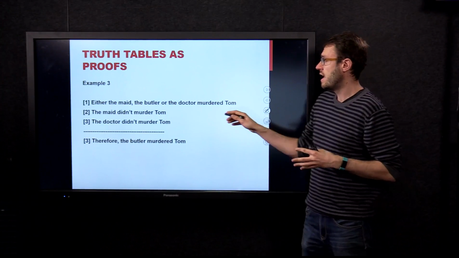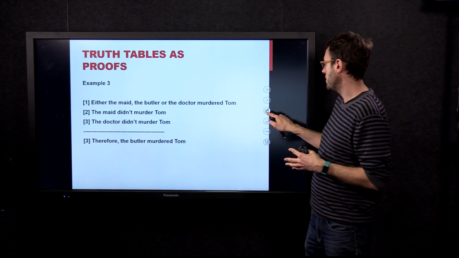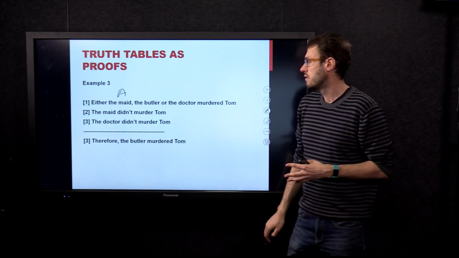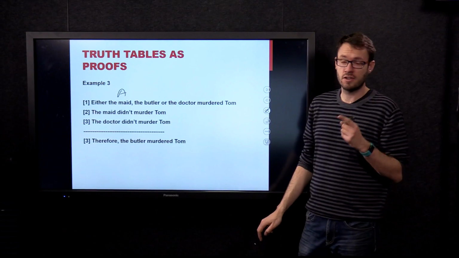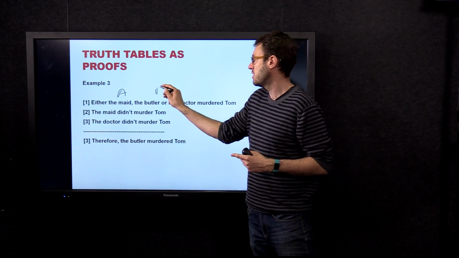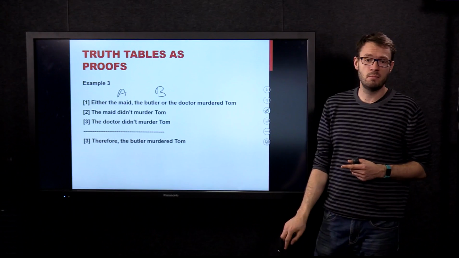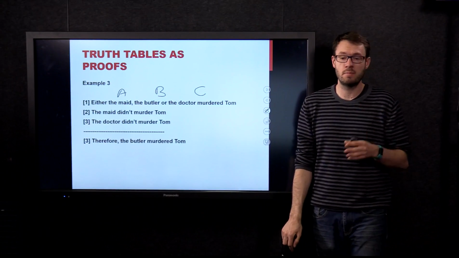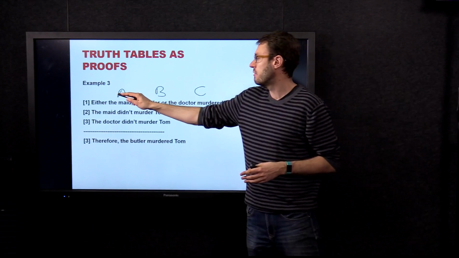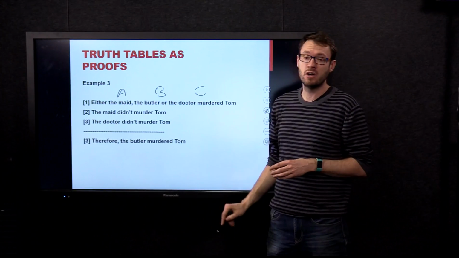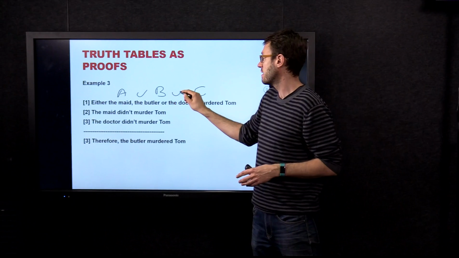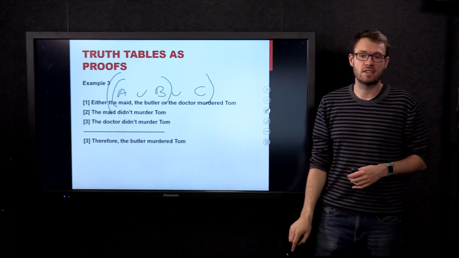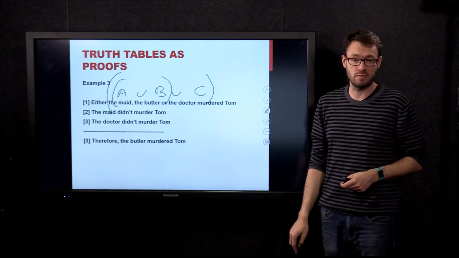So if we look at this, it looks like we've got three basic propositions. We've got the maid murdered Tom. That's the first proposition. The second proposition is that the butler murdered Tom. And then the third proposition is that the doctor murdered Tom. So we've got those three basic propositions. And here we've got either the maid, the butler, or the doctor murdered Tom. And that is a double disjunction. So that's going to be the logical form of that first premise.